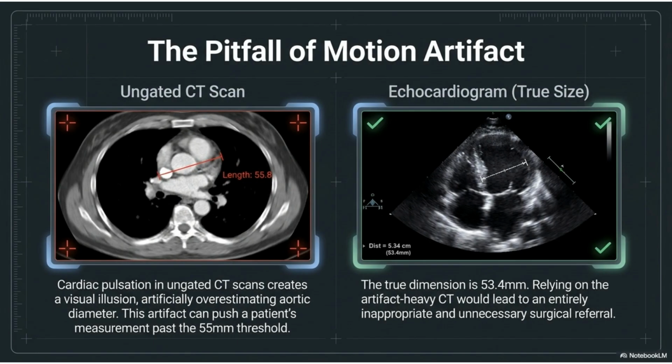A critical pitfall is motion artifact from cardiac pulsation in ungated CT scans, which can artificially overestimate aortic diameter. This can lead to inappropriate surgical referrals, highlighting the need for accurate measurement, as shown by echocardiography.